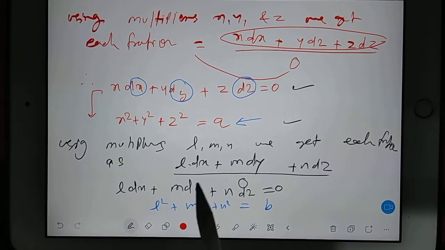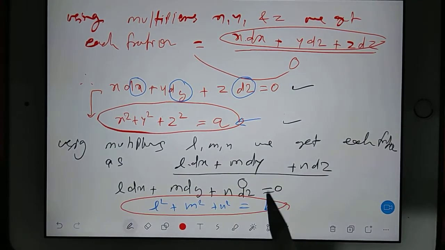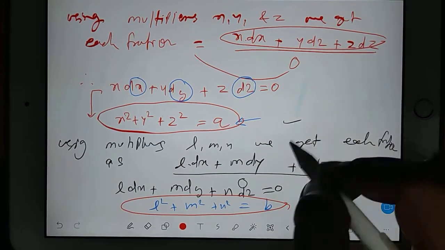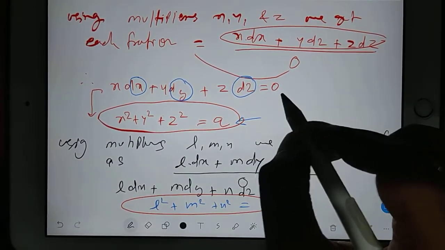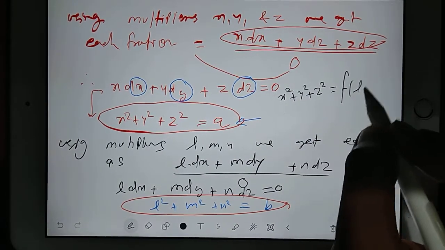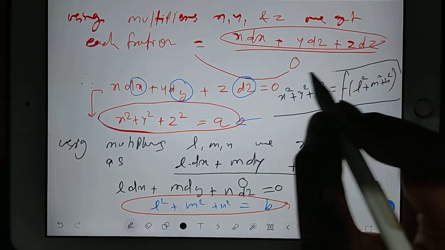Then what will you do in the last? This is also the solution of the same equation. This is also coming from the same equation. So any one you can combine with the function. So you can write the final function like this: x square plus y square plus z square as a function of l square plus m square plus n square.